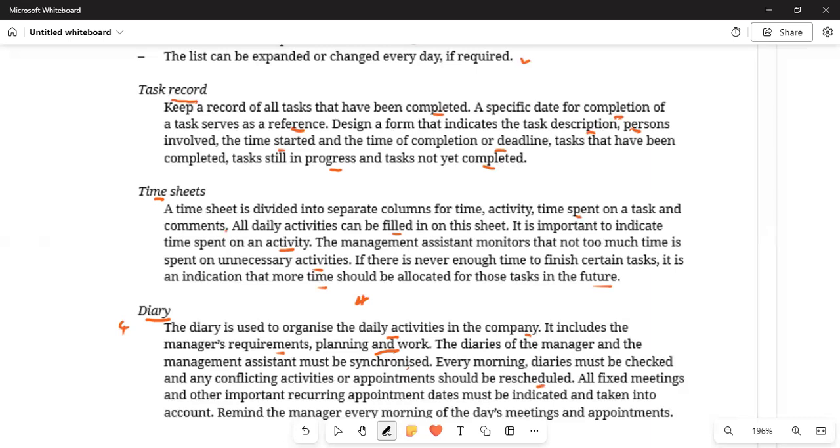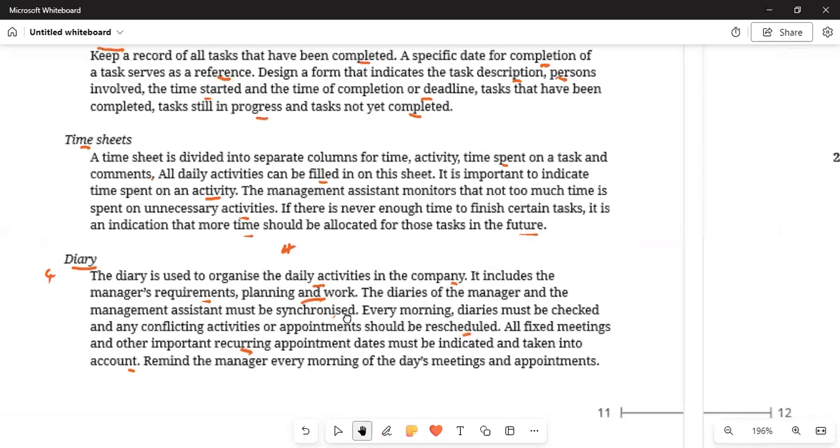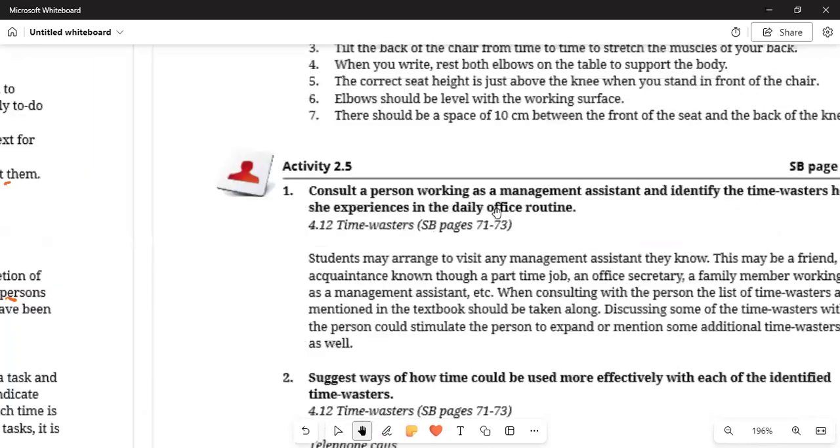All fixed meetings and other important recurring appointment dates must be indicated and taken into consideration. And then we are saying, remind the manager every morning of the day's meetings and appointments that he must meet people. And that is for 4 marks.